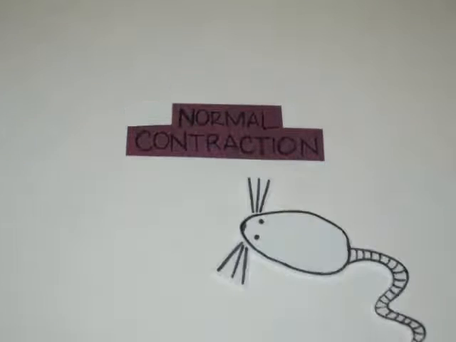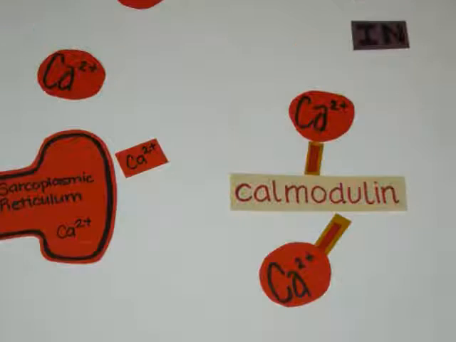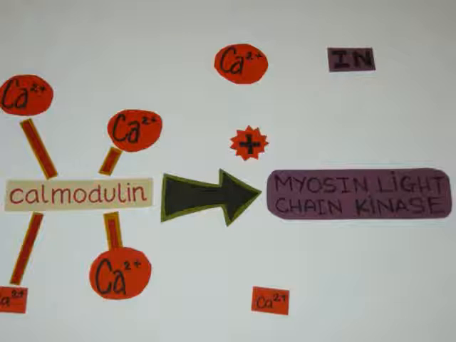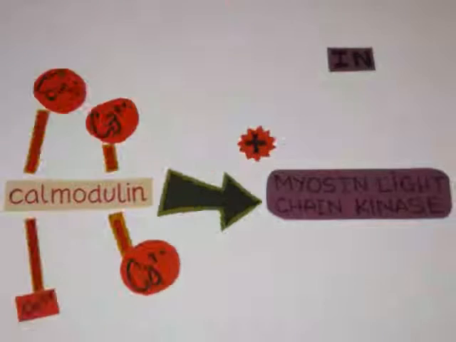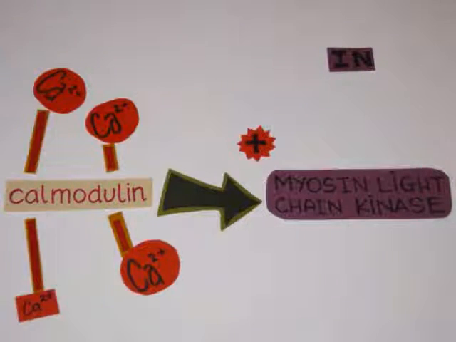Once inside the cell, calcium ions activate the release of calcium from the sarcoplasmic reticulum, further increasing the calcium concentration inside the smooth muscle cell. 4 calcium ions then bind to calmodulin, which then increases the activity of myosin light chain kinase.